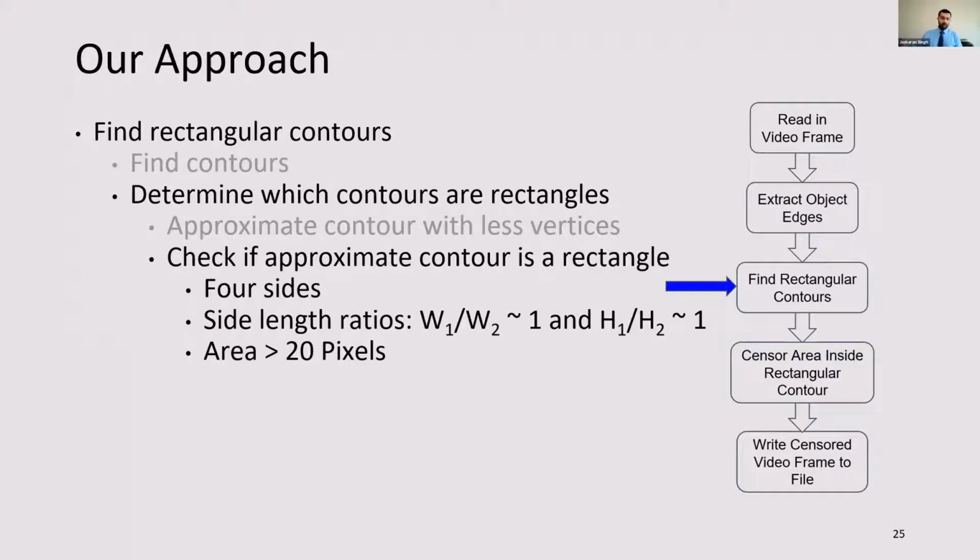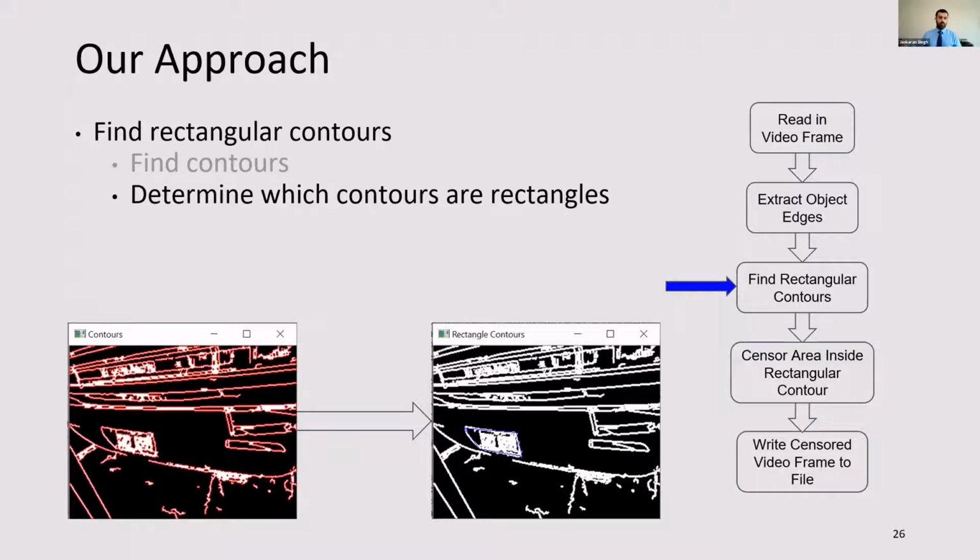So I've summarized how we determine whether an approximate contour is a rectangle. And if we go to the next slide, you can see from the change in the images, the image on the left shows all the contours that were found. And then if you go to the right, after we've filtered out everything that wasn't a rectangle, you can only see one small blue contour outlined around the license plate. That's the only one that was left in the list of contours, and that's what we assume to be our rectangular contour.